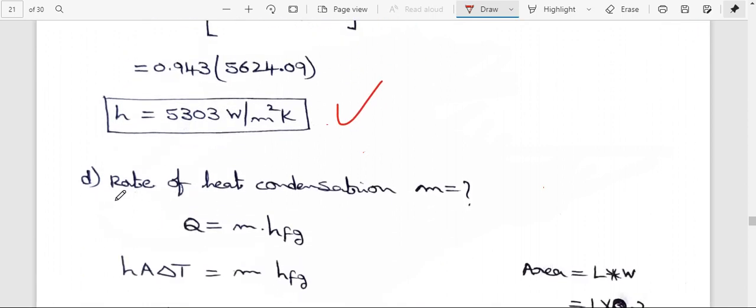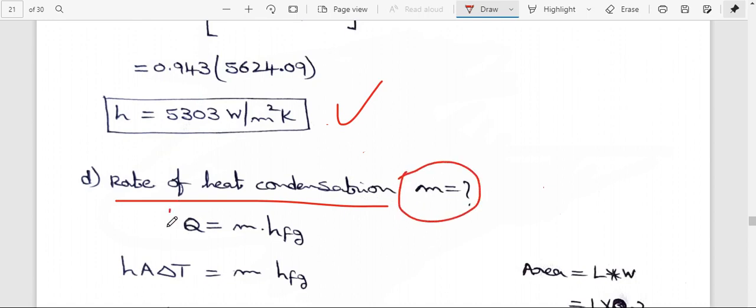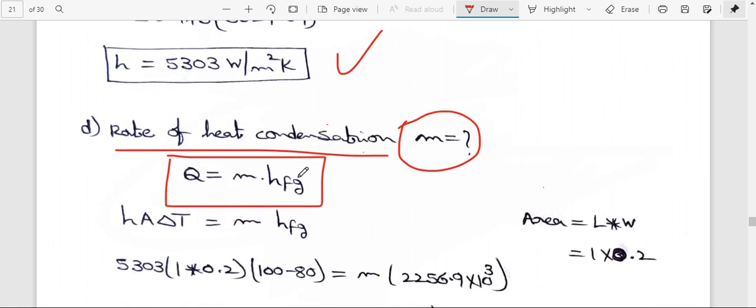And the last question, the rate of heat transfer. The rate of heat transfer means M value. So we know the formula of heat transfer, Q is equal to M into HFG. So we need to calculate the M value. So here Q equal to H A delta T.